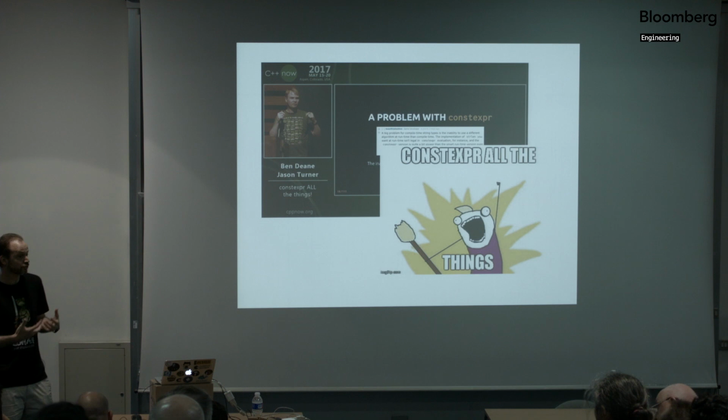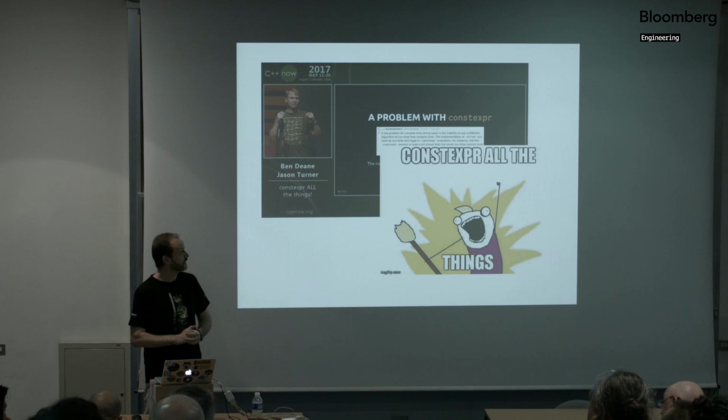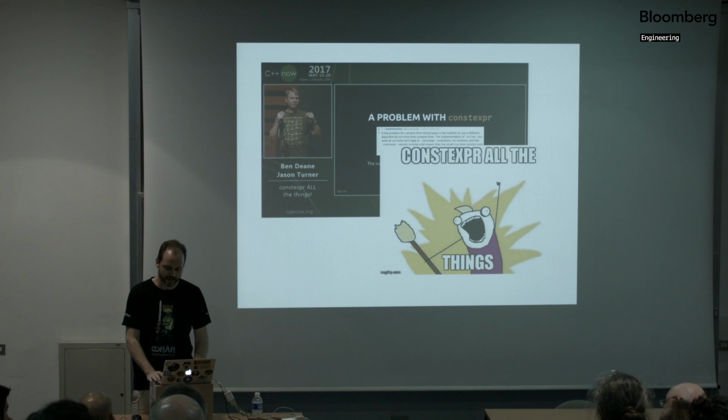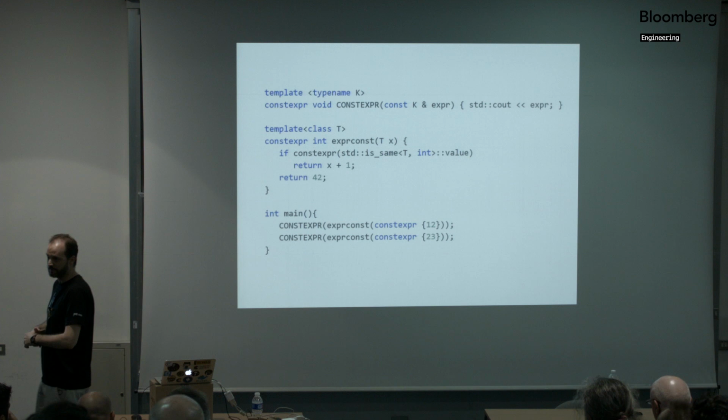There is a very interesting talk by Ben Deane and Jason Turner. It's called constexpr for All the Things. It's very interesting. I recommend it. It's online. I love this talk. So this is what I'm doing. I'm following their advice. I'm doing constexpr all the way down.